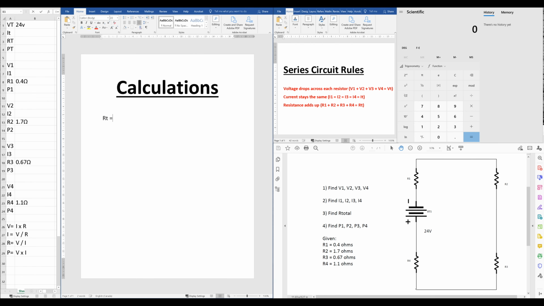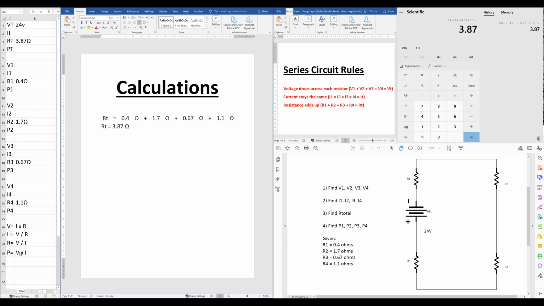So RT is going to be R1 at 0.4 plus R2 at 1.7 plus R3 at 0.67 plus R4 at 1.1 ohms, giving us an R total of 3.87 ohms. And we're going to immediately enter that into our chart here just to keep our data clean.